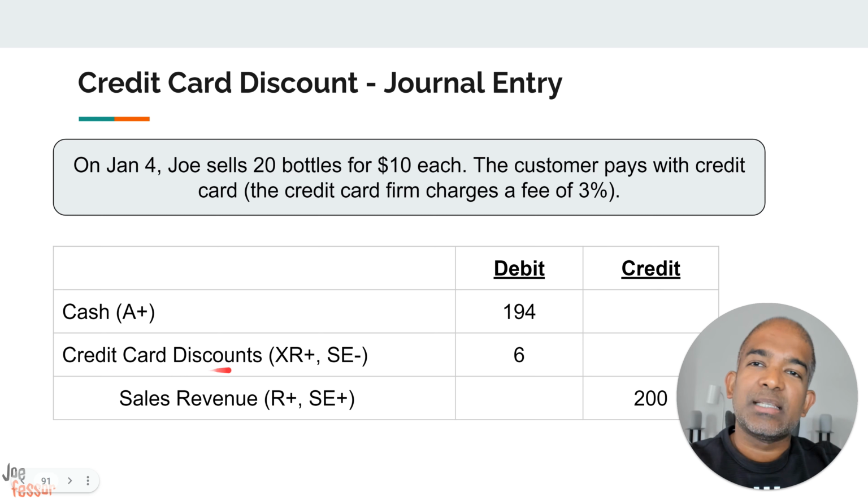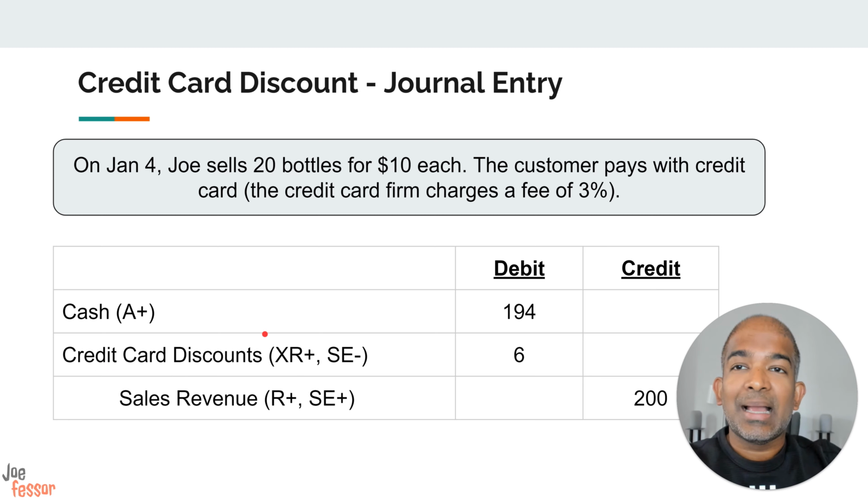Credit card discounts is a contra revenue account, and hence it behaves the exact opposite of revenue when you do your journal entries. So when you have to book a contra revenue, you have to debit that account. So you debit this contra revenue account by $6, which brings down the overall revenue by $6, and in turn, the stockholders' equity goes down by $6.